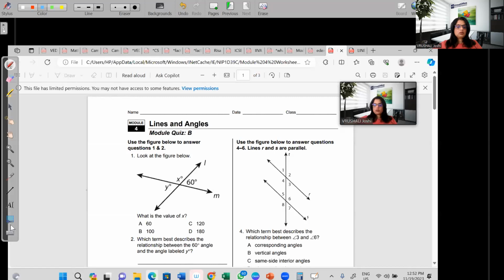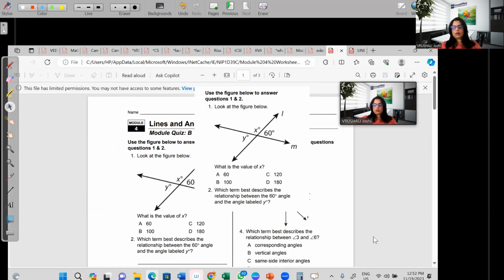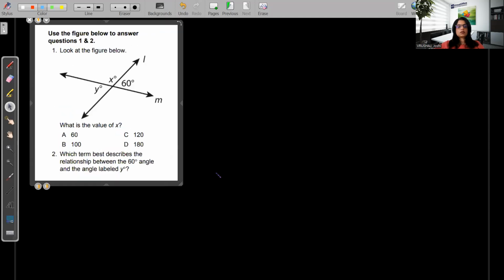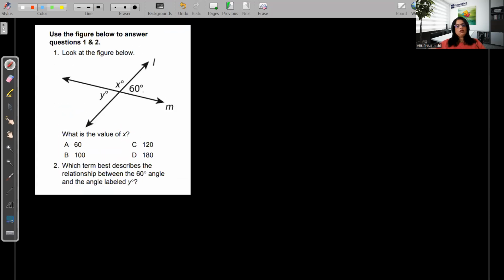So this is the worksheet we have, right? One by one. All right, here it is. Now, if you look at the figure, okay, can you see this? They have asked you, look at the following figure. What is the value of X? What is the value of X here?